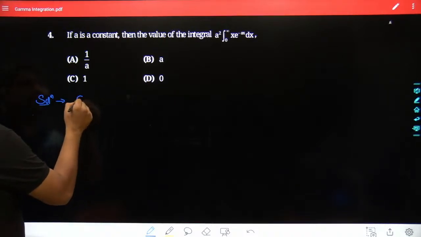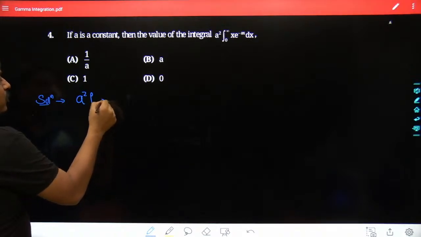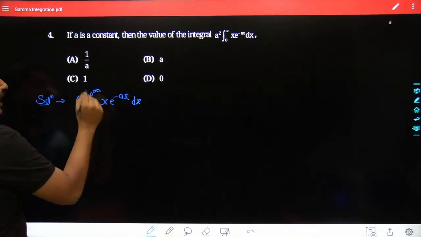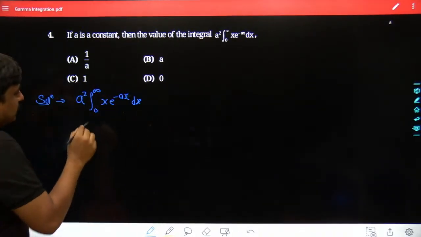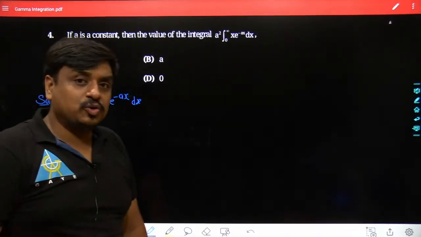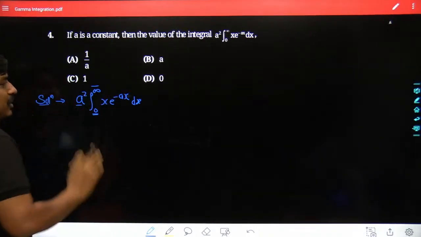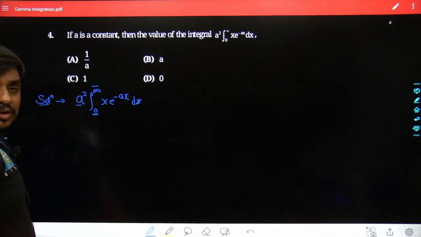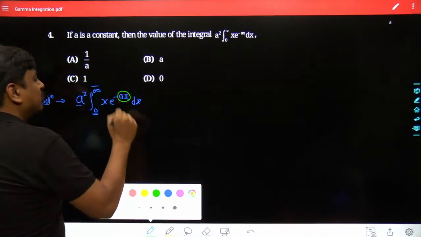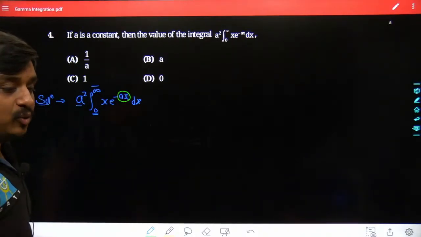See here what the question was. It was a squared, where the integration of x e to the power of minus ax is taken from 0 to infinity. As far as the limit is concerned, I do not have any problem with it, because in gamma integration we still have the limit from 0 to infinity. The a squared is a constant, so whatever value we get at the end, we can multiply with a squared. So a squared is not a problem at all, but the problem is ax, because instead of e to the power of minus ax, it should have been e to the power of minus x. So what are we going to do here?